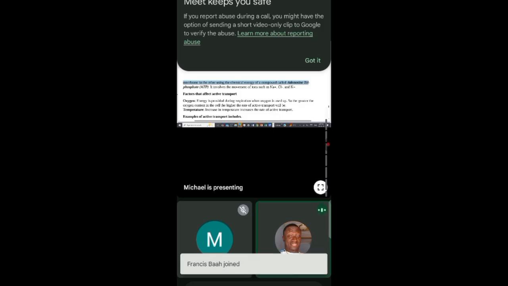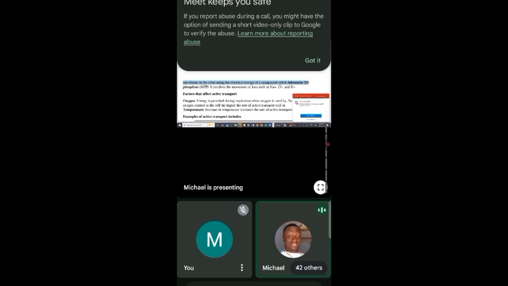Now the next thing is temperature. Temperature also increases the rate of active transport. Temperature also affects the rate of active transport.